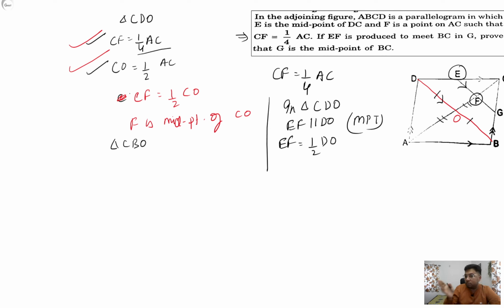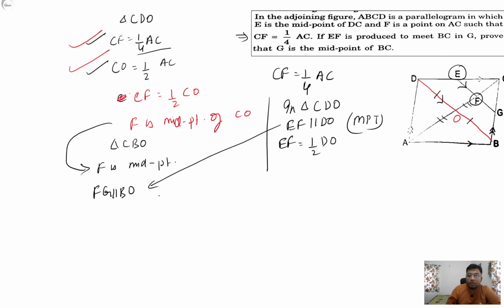So now we'll come to triangle CBO. If you notice in triangle CBO, F is already a midpoint, correct? And FG is parallel to BO. Now you might say that sir, EF was parallel to DO. How is FG parallel to BO? FG is also parallel to BO.